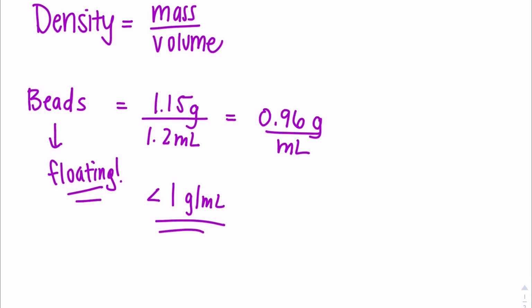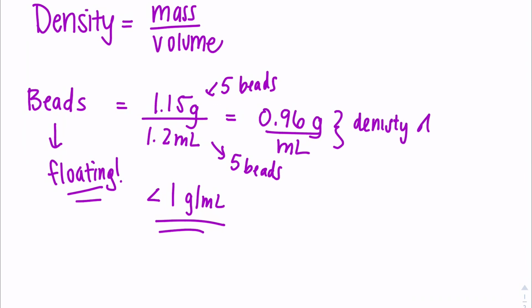Because I measured the mass of 5 beads and the volume of 5 beads, this calculated density is actually the density of 1 bead. The 5s cancel. And that is the way you can calculate the density of objects.